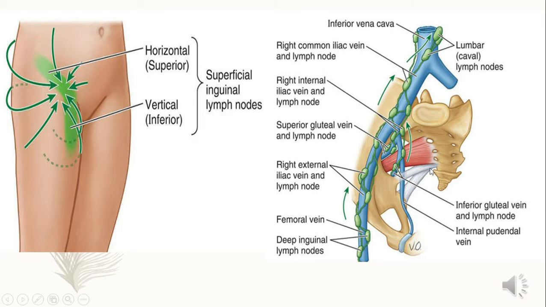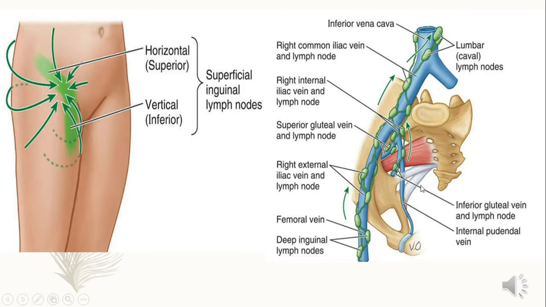Lymphatic drainage of the gluteal region can be divided into two parts. The superficial lymphatic drainage, which is towards the superficial inguinal nodes. You can see the lymphatics from the skin and superficial structures are coming towards the superficial inguinal lymph nodes. Most importantly, the outer part of the horizontal group.